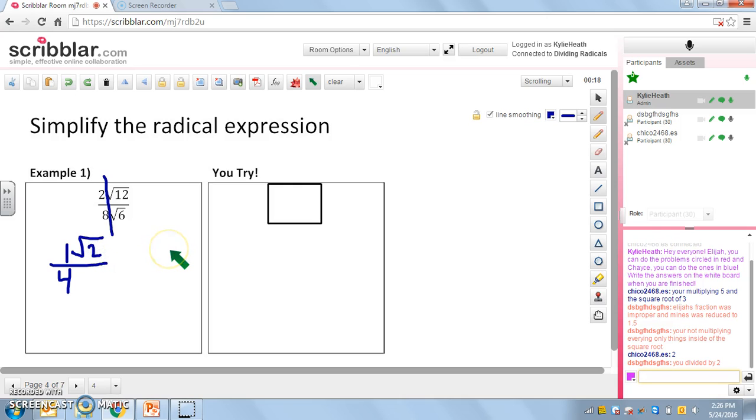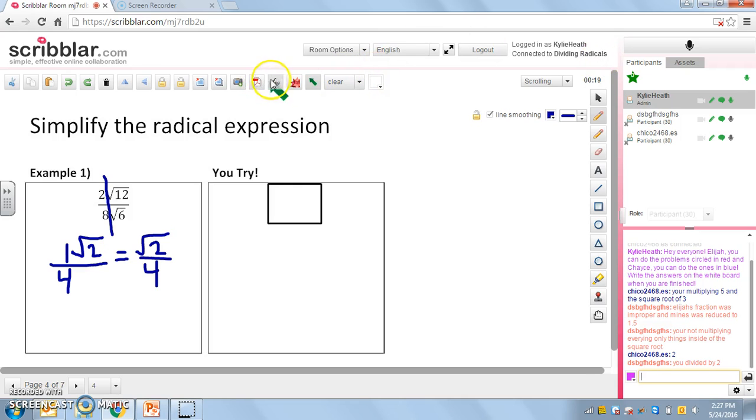And you can see here that when you have the square root of 2, you cannot break that down any further. 2 is a prime number, so your final answer is 1 root 2 over 4. Or, as we know, we can take away that coefficient of 1 and just write it as root 2 over 4 as your final answer.